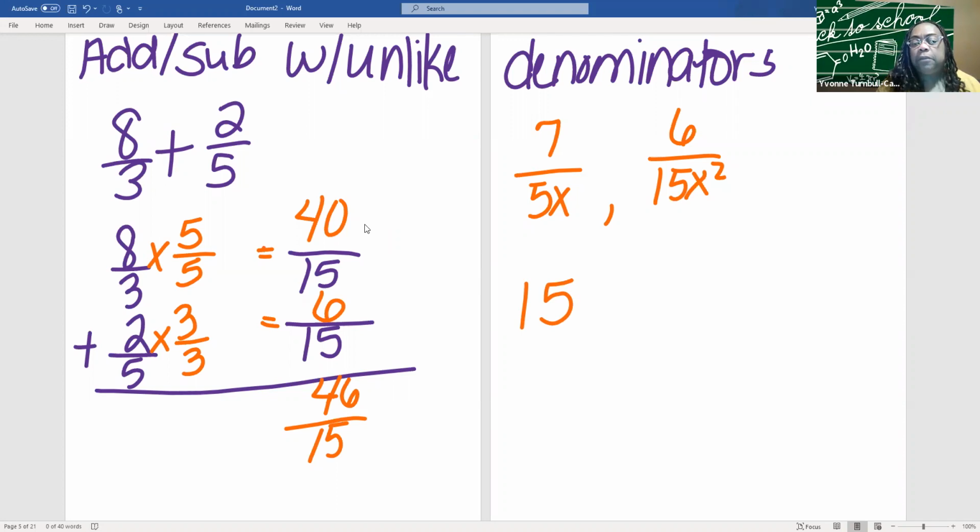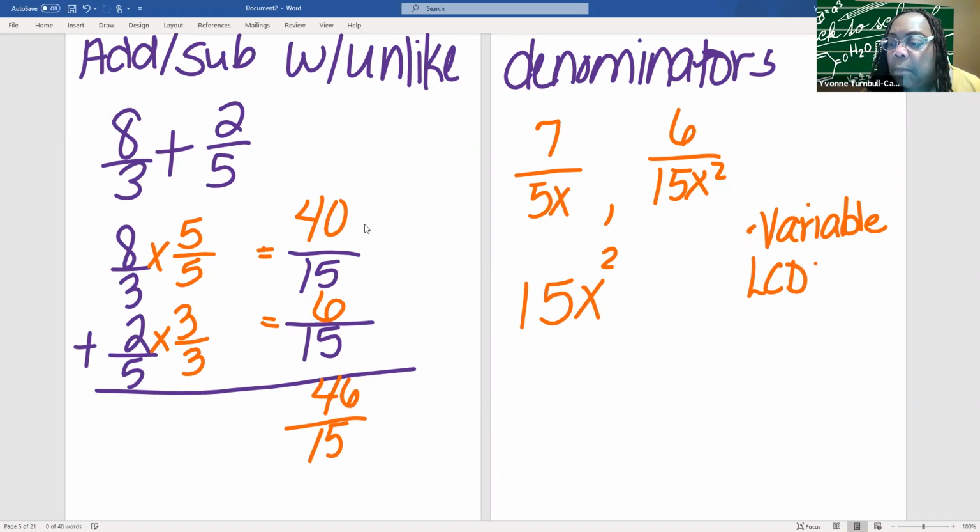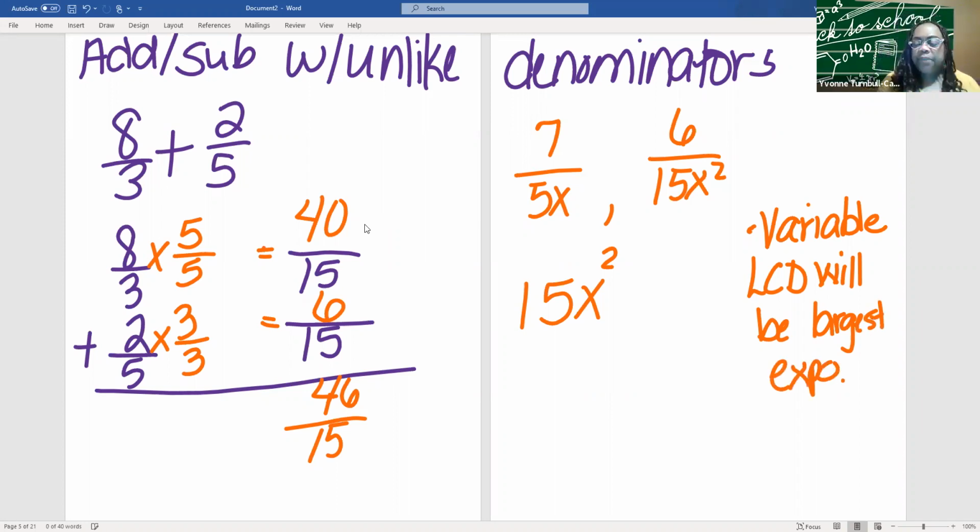The variable LCD will be the largest exponent, because we can go from 5 to 15x if we multiply by 3x, and that gives us 15x squared.